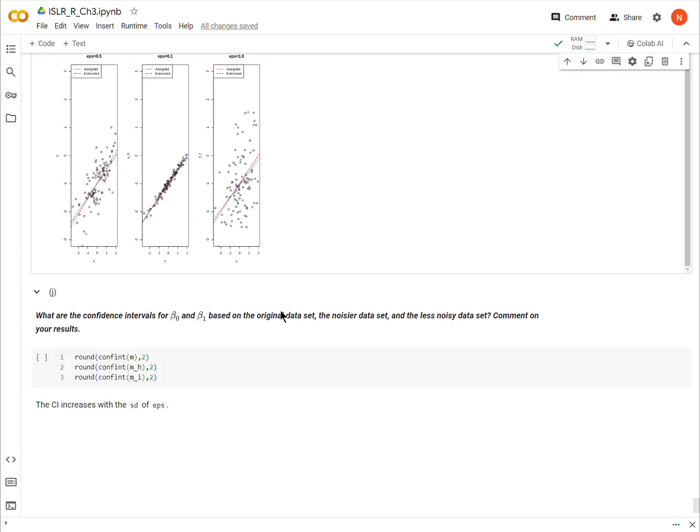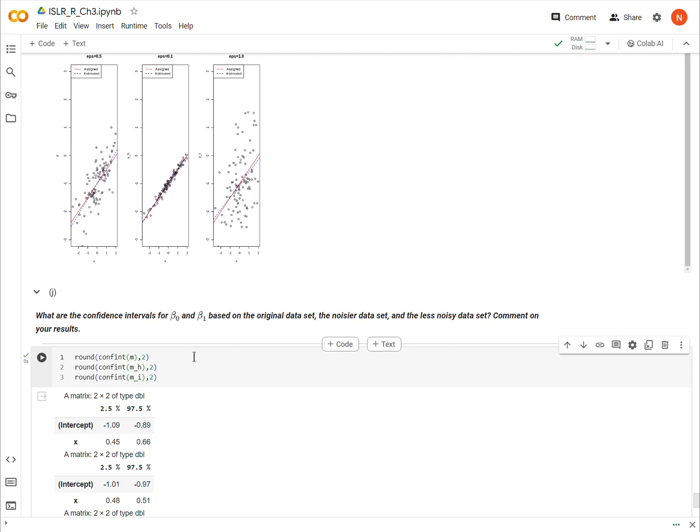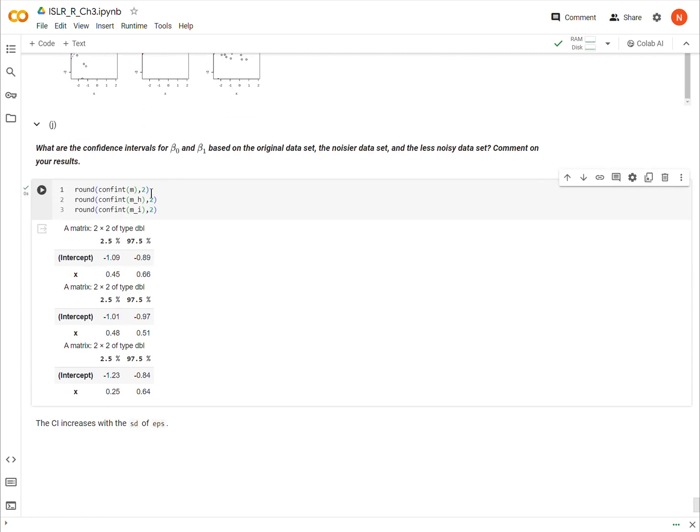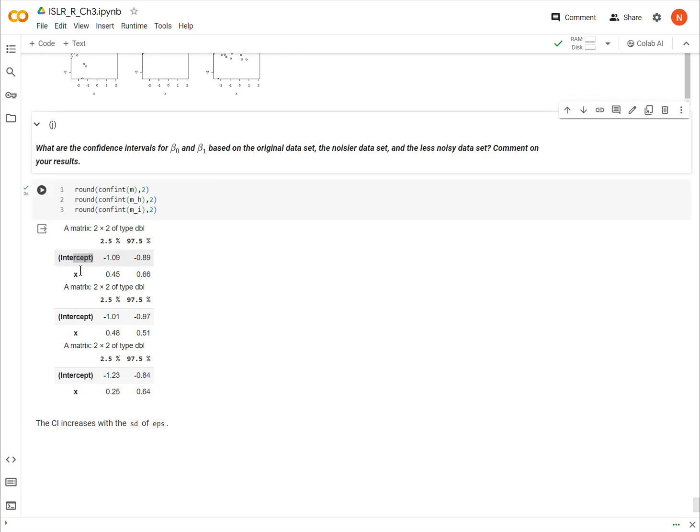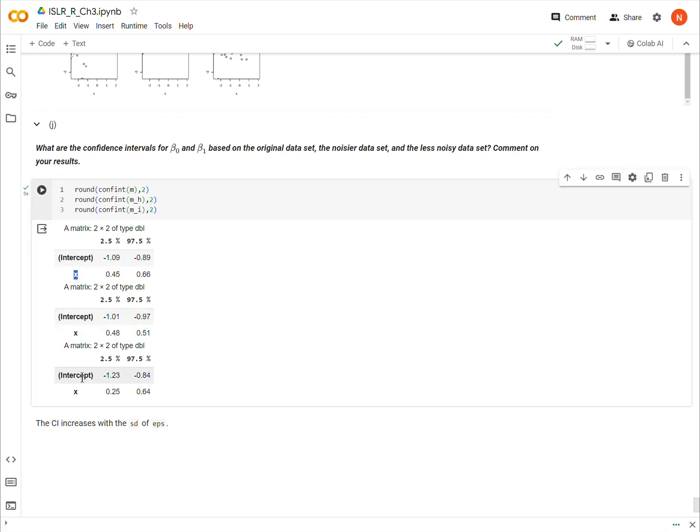Okay, and finally, we want to look at the confidence intervals. Oh no, I did it for y, not for the beta terms here. Oh no, I did. Never mind. Sorry. So we have the confidence intervals for beta naught, which is the intercept, as well as beta 1, which is x, for our three models. Okay, so let's just look at what's happening to the confidence intervals for x, which is the beta 1 term. We can also, well, I guess we can do it for both.